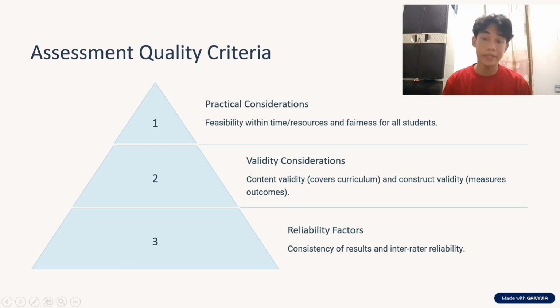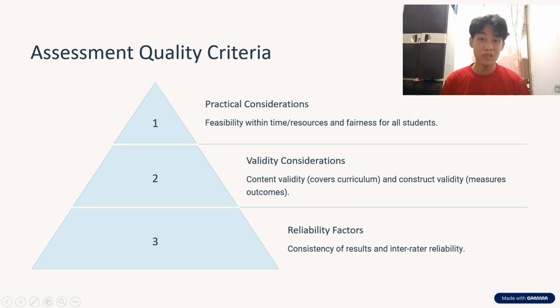Such as consistency. For example, a student takes the same math assessment twice under similar conditions. They should get similar scores, and wide variation suggests that the assessment isn't really reliable. And then in inter-rater reliability, two teachers using the same rubric to grade the same essay should arrive at very similar scores. If one gives an A and another gives a C, then the rubric needs improvement.